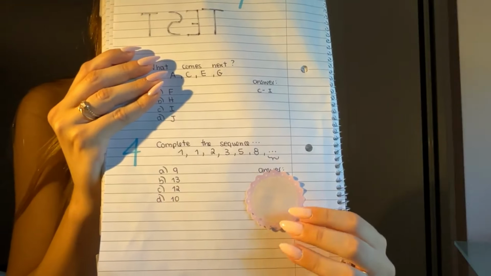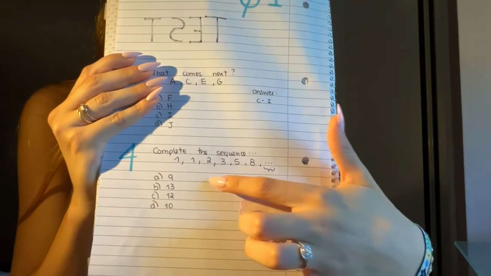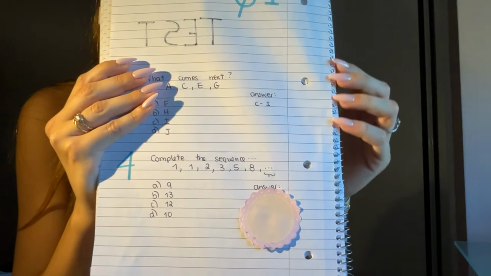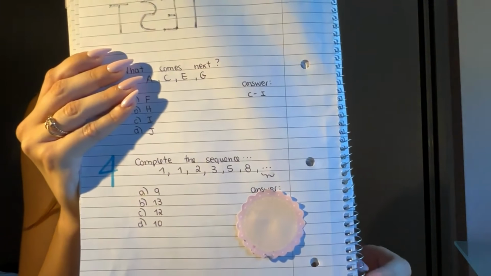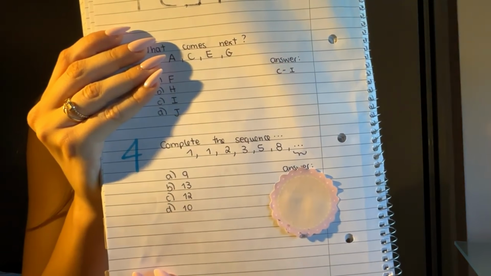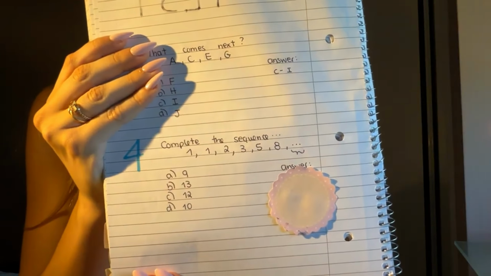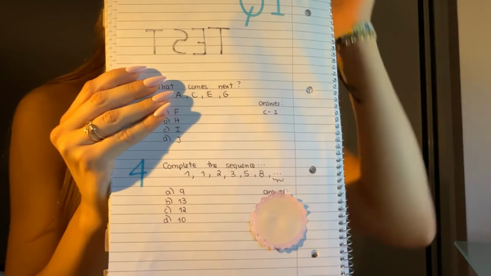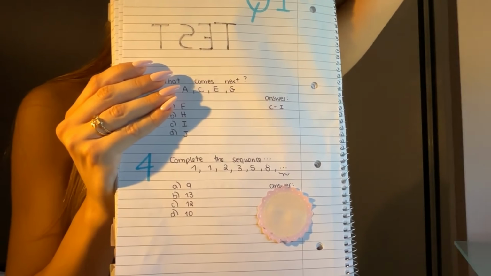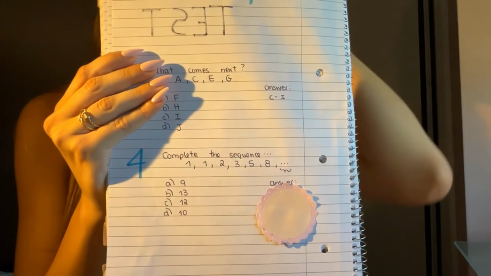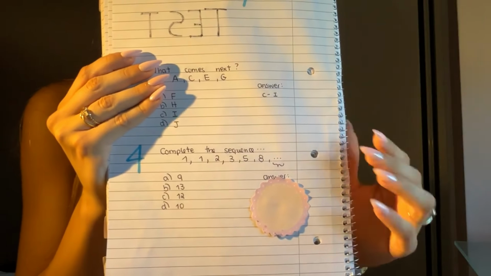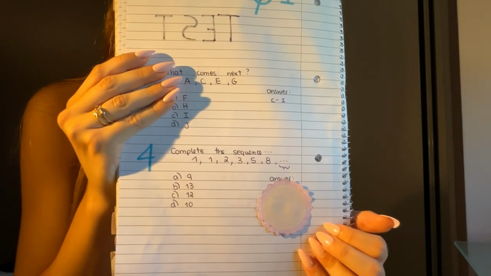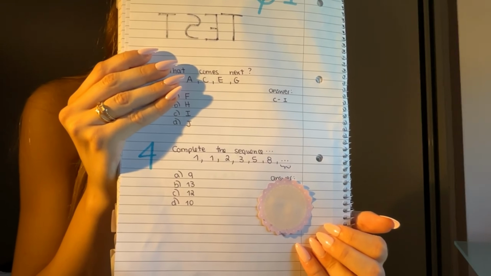Were you able to find a logic behind this sequence? Let me know when I can reveal the answer. Is it 9, 13, 12, or 10? The number that comes next in this sequence. What do you think? Should we check?